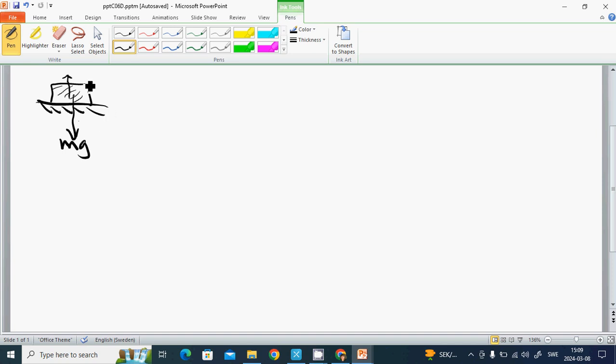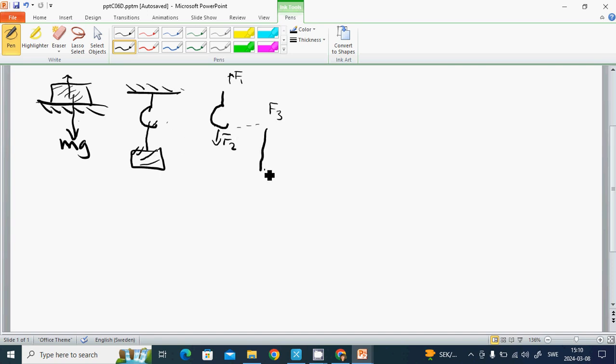We have an example. We have a roof, and we have a hanger, and it hangs the mass m, and we are going to divide the hanger. It is F1 and hang F2. And it is here F3 on this line, and F4, and from this we have F5 and F6.